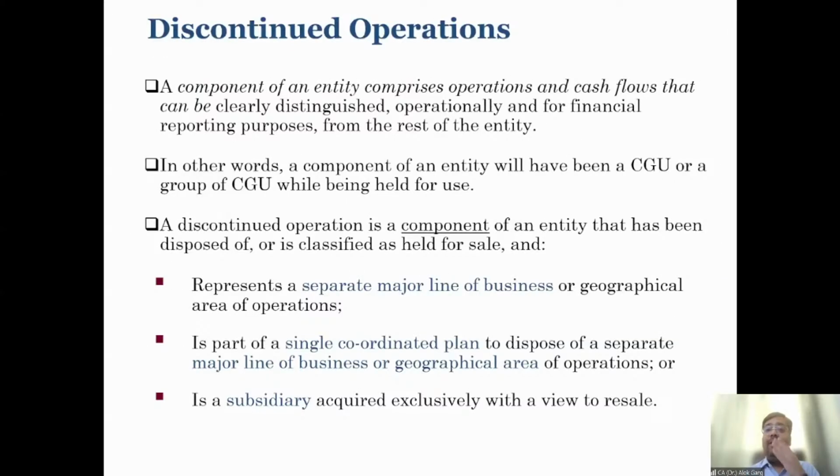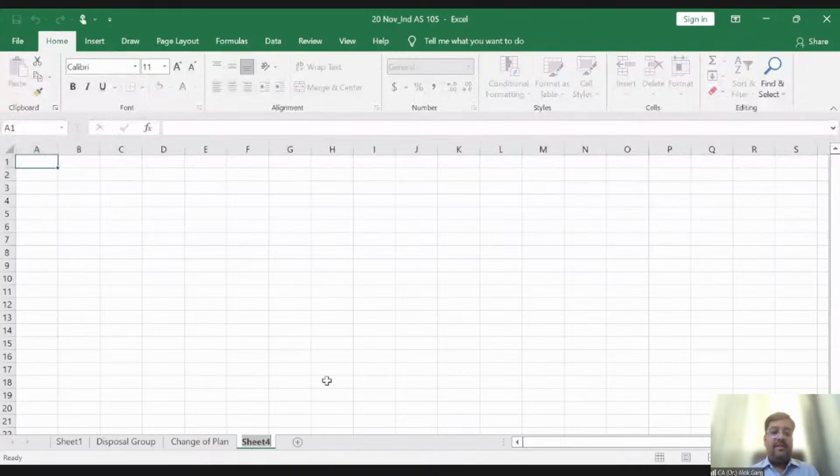Yes. Now let's go to the concept of discontinued operations. What is meant by discontinued operations, right? So friends, we have discussed non-current asset classified as held for sale, disposal group classified as held for sale, concept of abandoned asset, concept of change in plan of sale. We have discussed these aspects, right? Now let's discuss what is meant by discontinued operations. And before that, let me again go back to my Excel file. Discontinued operation, DCO.